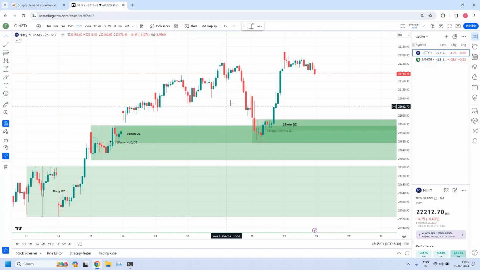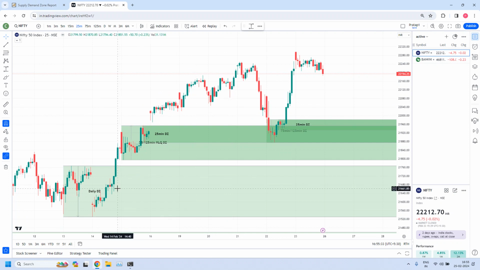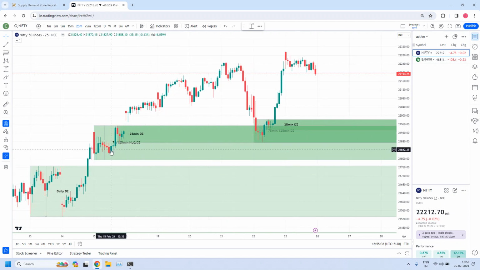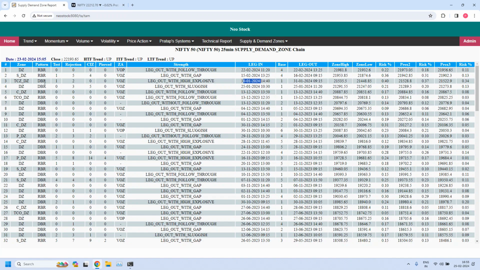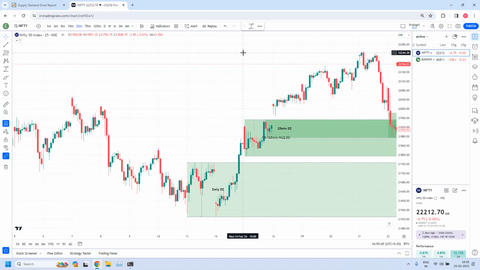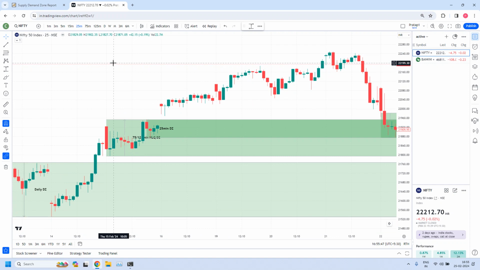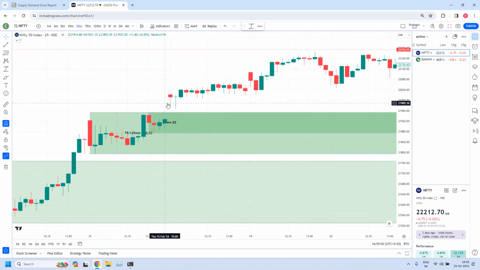31, 1440. Okay. Why this zone is not identified here, there is a reason. The software identified this as a base candle, not a leg candle. This is the leg candle, leg in, 1, 2, 3, 4, 5, 6, 7 base candles. That's why the software knows this zone will be violated. It is not a valid zone. So it didn't recognize this zone.